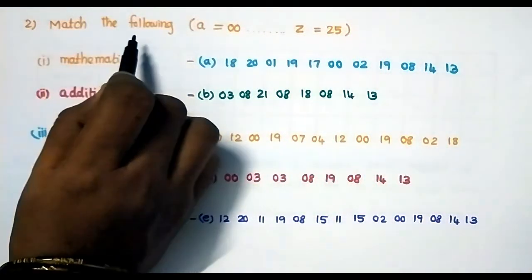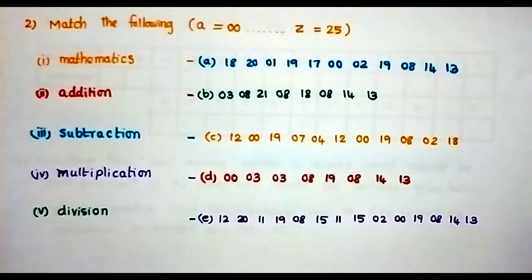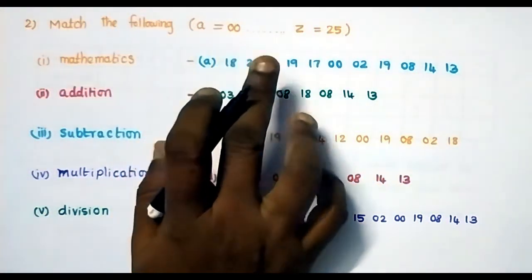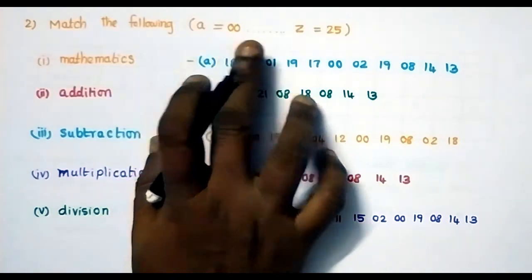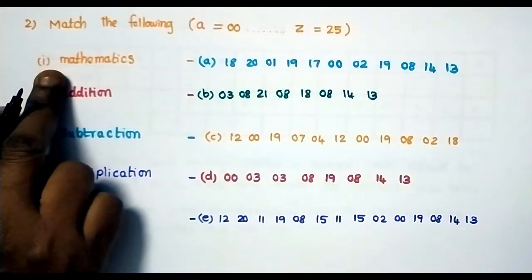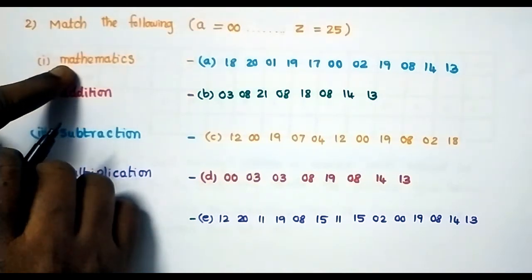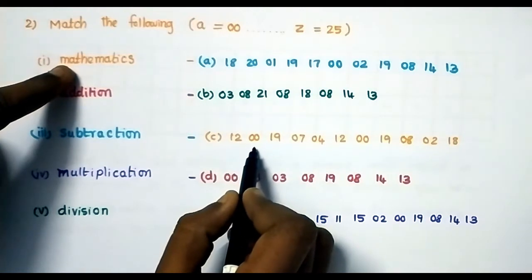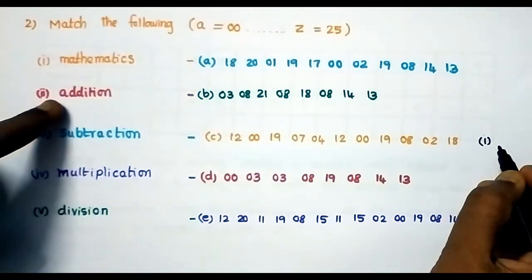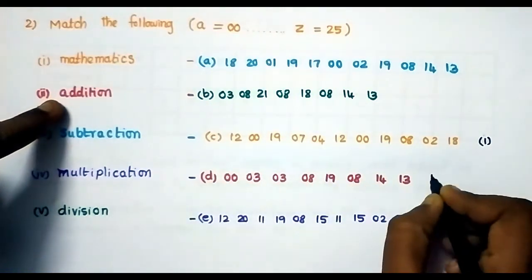Second one, match the following. Listen, they given the, which one is this? Additive cipher. A equal to 0 0, start with 0 0 and end with 25. So M denotes, we don't know, and A we know that is 0 0. So which one is the second letter? A, 0 0. That is the answer, first one. Next one, A, start with 0 0, that is the answer. So D is the second one.